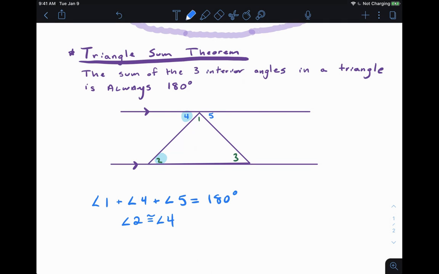Once again, we don't know their measure. I don't know if angle 2 is 50, so I can't guarantee that angle 4 is also 50. I see that they're both acute here, it looks like, but how do I know they're congruent to one another? The reasoning would be alternate interior angles are congruent.